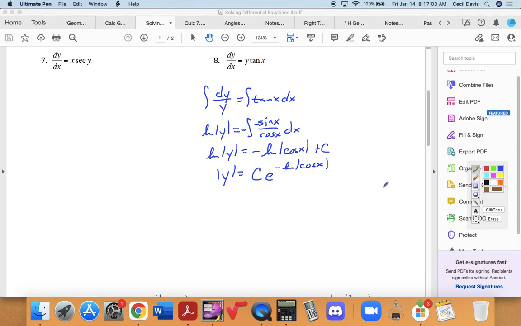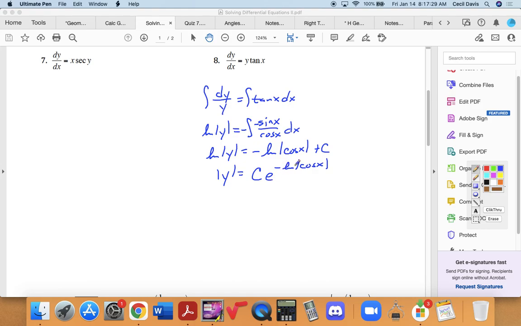All right. Are there any others you would like to see worked out? Yeah, on 8, it says the answer is simplified even more. On 8? Yeah, the answer they said was y is equal to c times secant of x. Okay. So, yes, we can continue that. I didn't think about it, but yes.